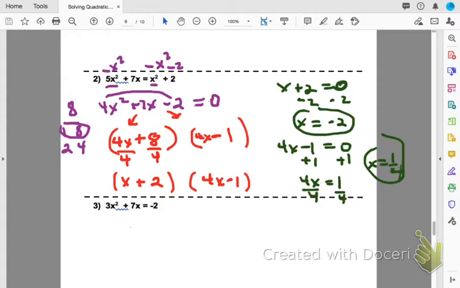All right. Again, one more I want you to try on your own. I'd like you to try this one at the end: 3x squared plus 7x is equal to minus 2. Find your factors.